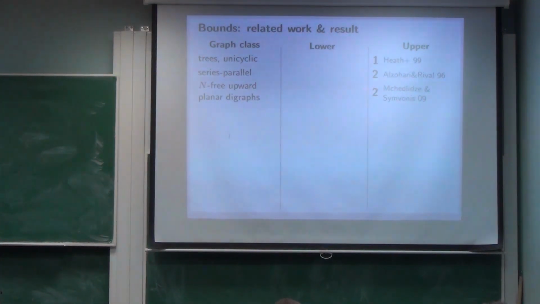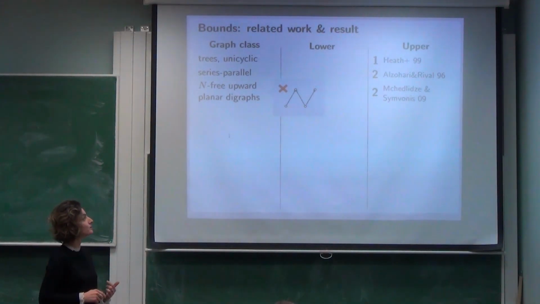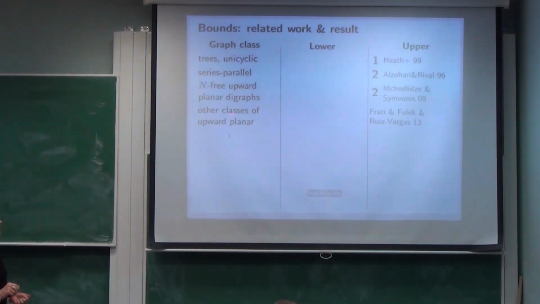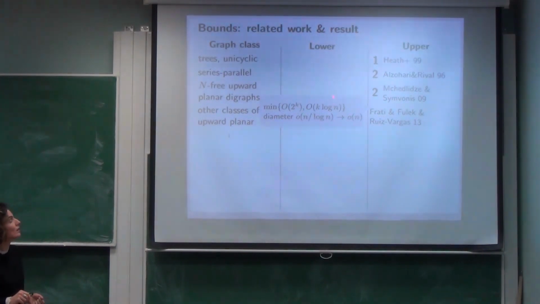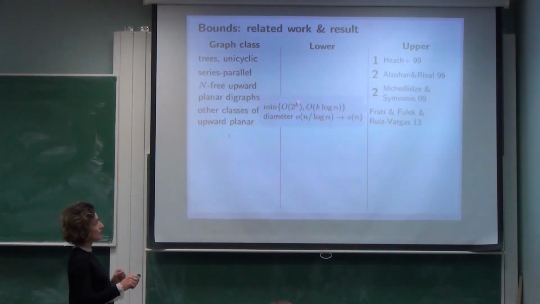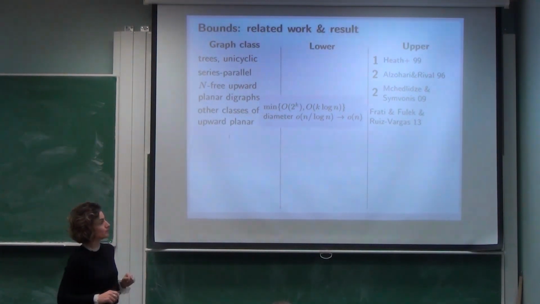N-free upward planar diagrams have page number 2, and N-free are those which don't contain this graph as a subgraph. Other classes of upward planar graphs have been studied by Fradi and others. In particular, they have shown that if the largest four-connected component of a graph has size k, then the page number is bounded by the minimum of these two.